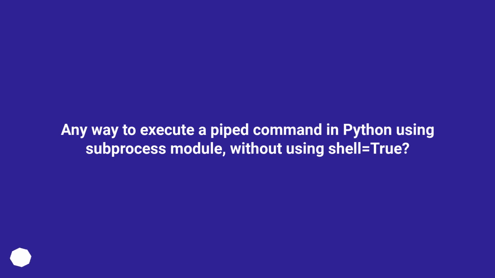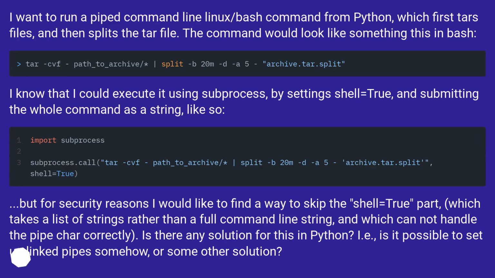Any way to execute a pipe command in Python using the subprocess module, without using shell equals true? I want to run a piped command line Linux/bash command from Python, which first tars files, and then splits the tar file. The command would look like this in bash.